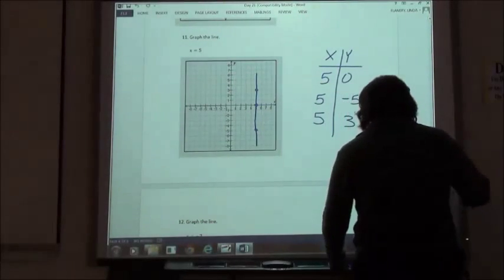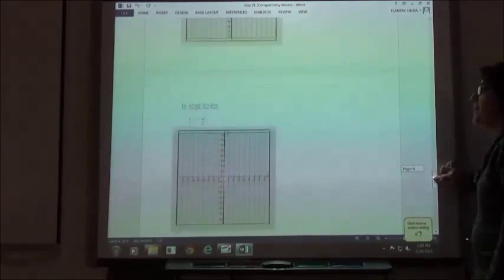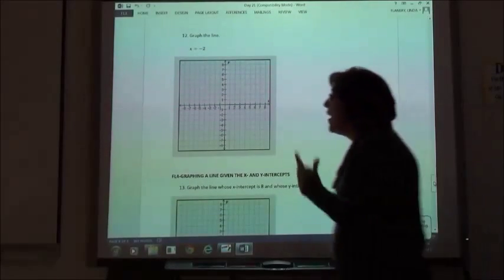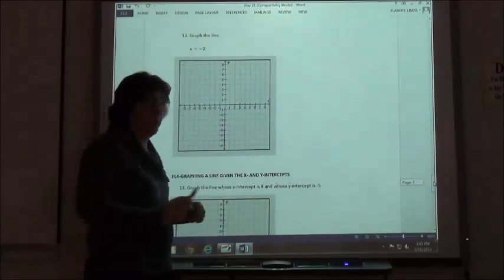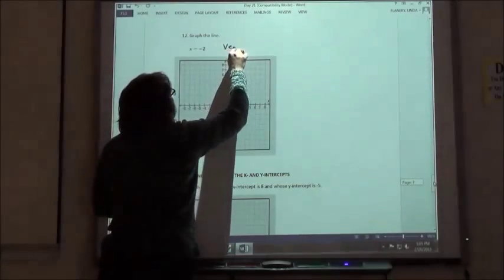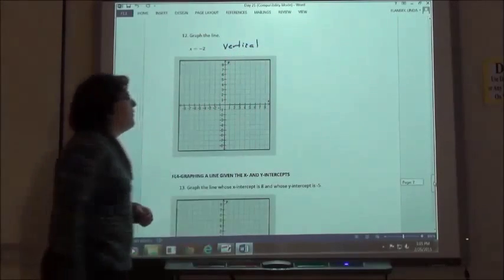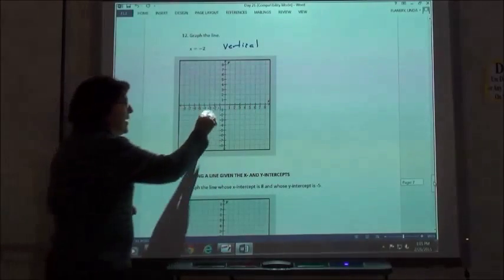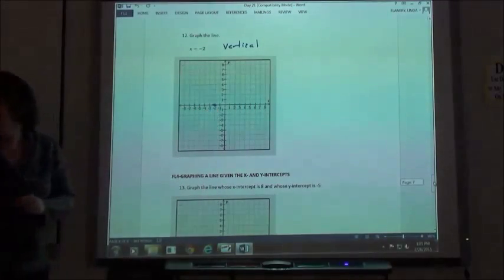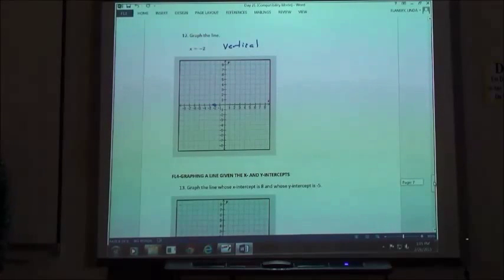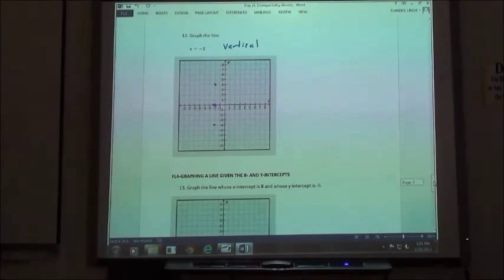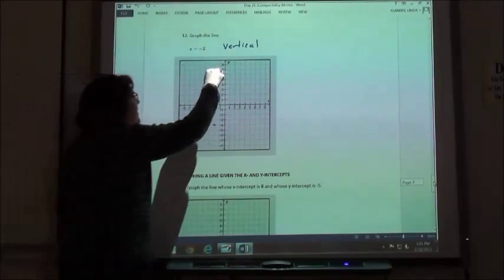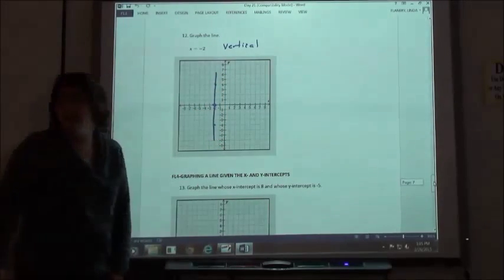Now, because I'm lazy and I know what's going to happen, I look at my equation and I say, oh, x equals -2. Which way does my line have to go? Vertical. Then I look at my graph. X equals -2 would be right here. Since I know my line has to go vertical, I just click here and click here, straight up and down, instead of making a big long table, and I have my line.